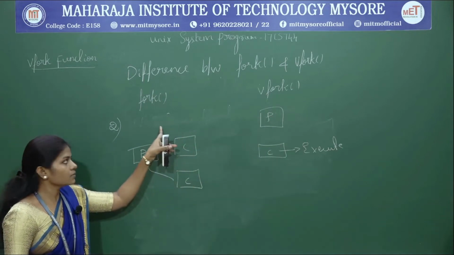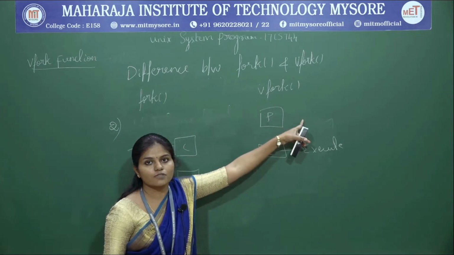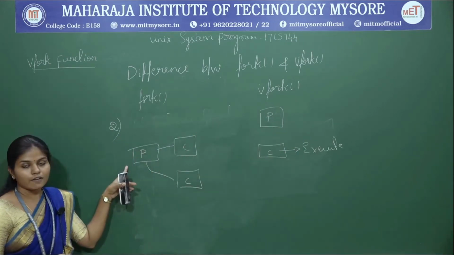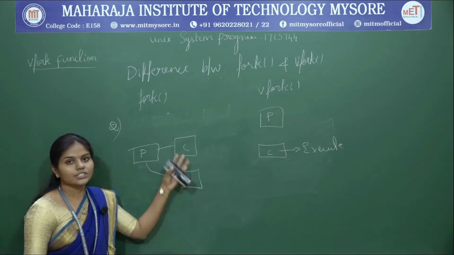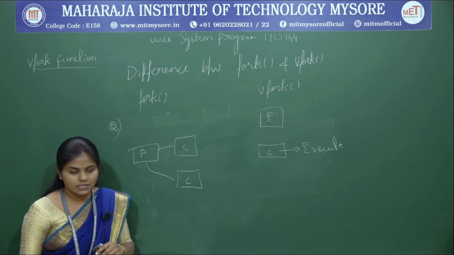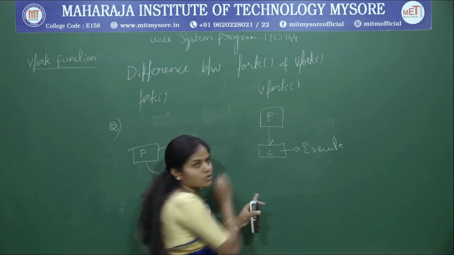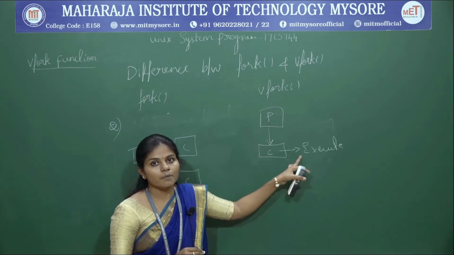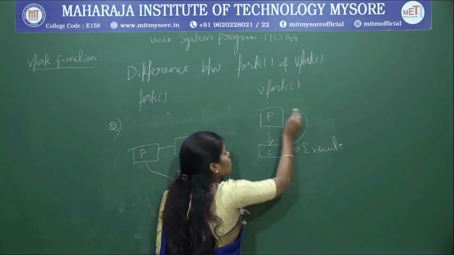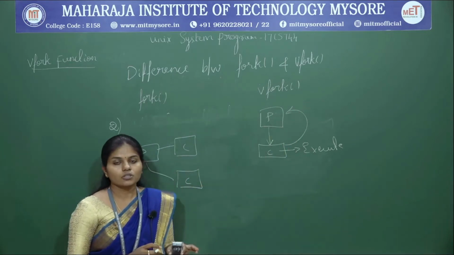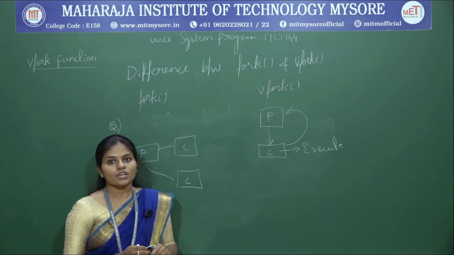In the fork command, the address space will be different. In the v-fork command, the address space will be the same. But here, in the second difference, when the parent creates the child in fork, the parent and the child work simultaneously. But in v-fork, when the parent creates the child, the child keeps on executing. Once it terminates, only then is the parent resumed. So these are the two important differences between the fork command and the v-fork command.